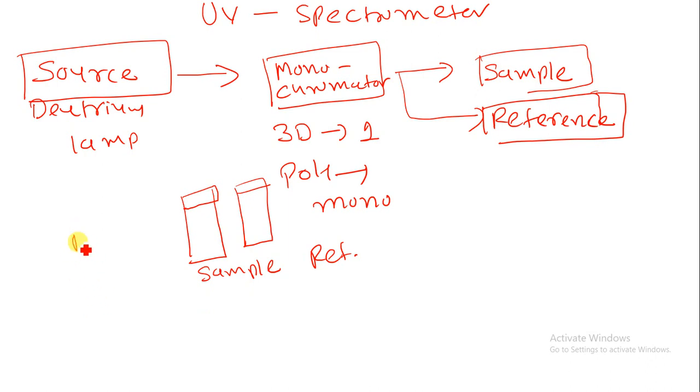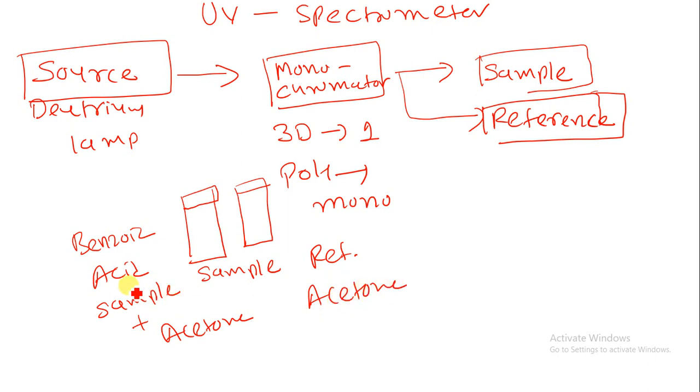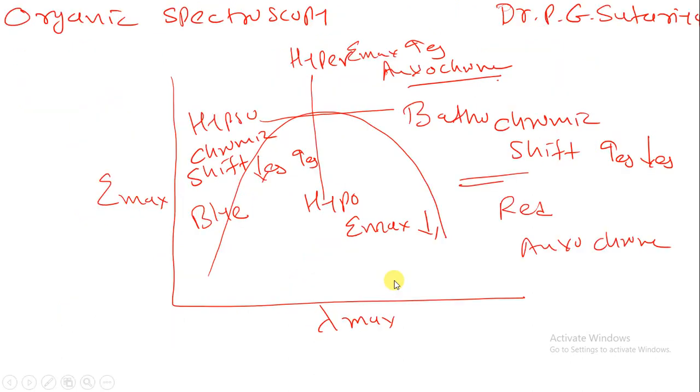Suppose I want to take a graph of benzoic acid. Benzoic acid is our sample. Let's say it is soluble in acetone, so I will make a solution of benzoic acid in acetone. Acetone is our solvent, and this acetone can be used for the reference. Remember, whatever solvent you dissolve your compound in can be used as the reference.